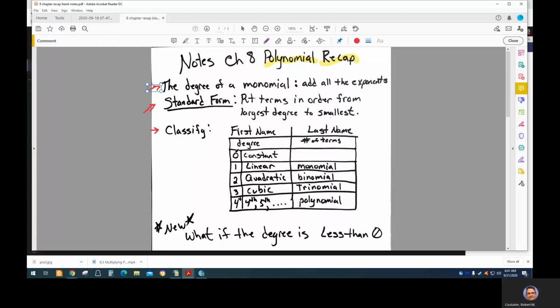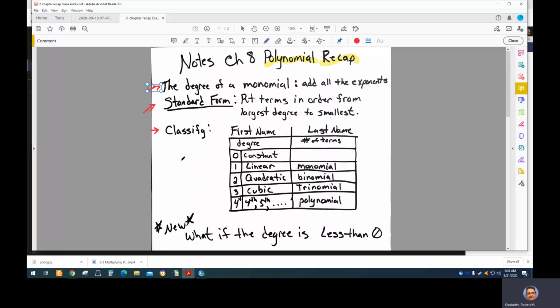If you have a degree of 0, it's called a constant. If you have a degree of 1, it's called linear. If there is only one term, it's monomial. A degree of 2 is quadratic. If there are only 2 terms, it's a binomial. A degree of 3 is cubic. If it has 3 terms, it's a trinomial. 4 or more, it's 4th, 5th, 6th, up to 10th degree. For the last name, it's a polynomial.